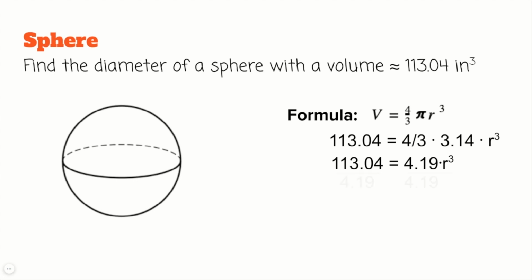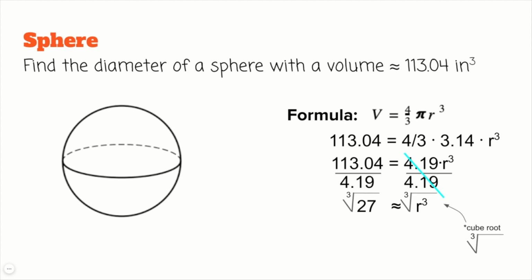So now I'm going to divide both sides by 4.19. It'll cancel out on the right-hand side, and I'm left with approximately 27 equals r to the third. So now I need to undo r to the third, and to undo that, I'm going to take the cube root of 27. And the cube root of 27 is 3, which means my radius is 3, but be careful, it's asking for the diameter, which means my diameter then is going to be 6.